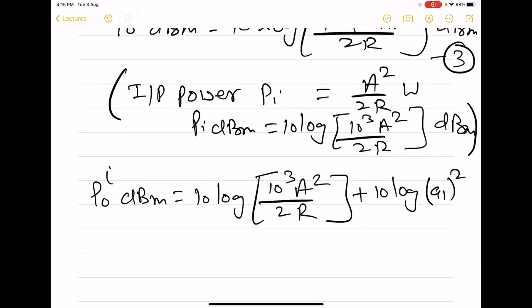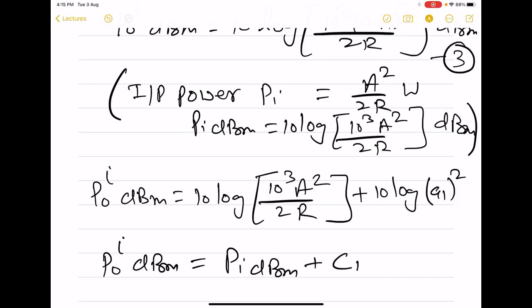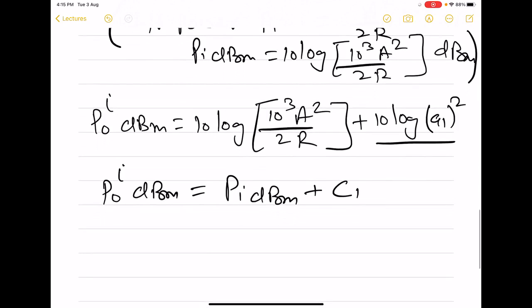So what we see is that output power is equal to the input power in dBm plus a constant term. This term is constant for a given amplifier. So what we have here is a straight line equation, y is equal to x plus c1, and here slope is 1.